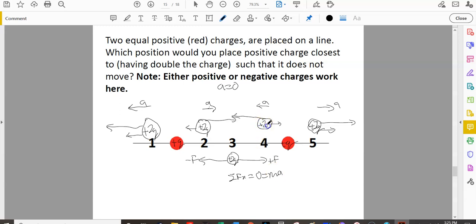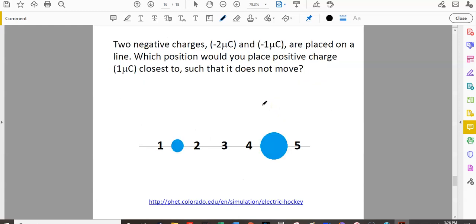So you're supposed to do this little quick thought experiment where you do hypothetical deductive reasoning. And so I want you to try that on the next couple slides. So let's try this again, but let's try it with negative Q's. In this case, you just have a negative Q here, and here you have a negative 2Q. And you're going to place a positive Q somewhere on this number line such that it will not move. Where would you place it? Closest to 1, closest to 2, closest to 3, closest to 4, closest to 5. What do you think?